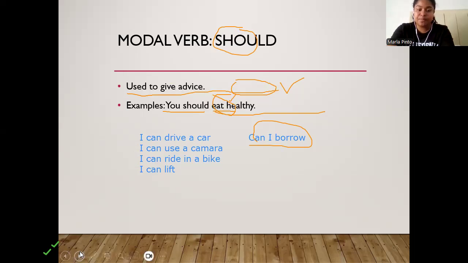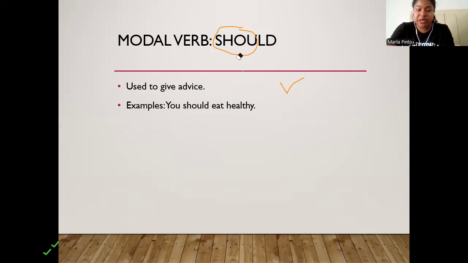Let's see. Okay, now we got here. The next one is "should." You must take into account with this one, because when you're using "should" in a sentence, for example, you must take into account what the context is.